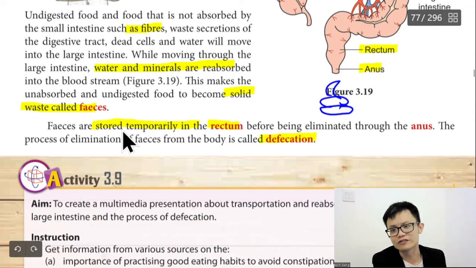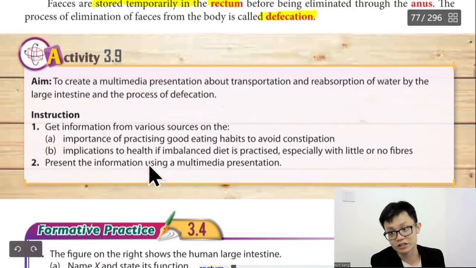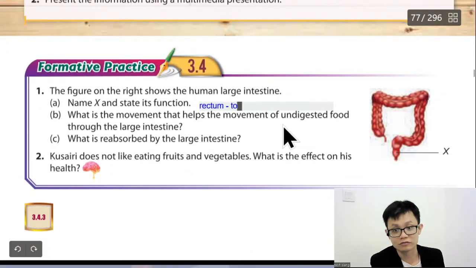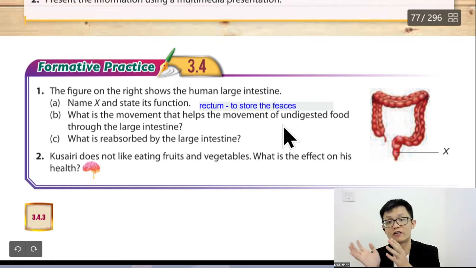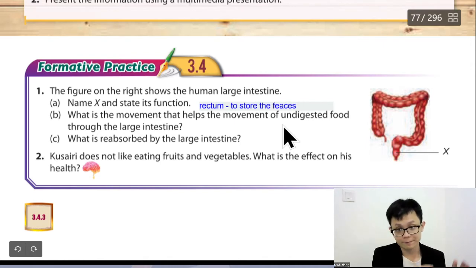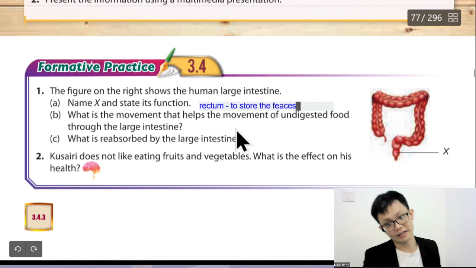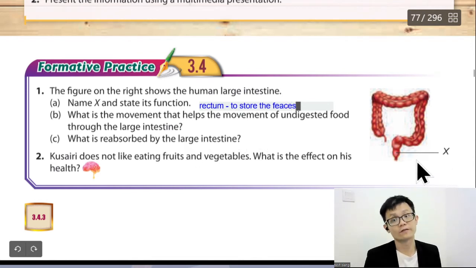Of course, you don't copy this whole answer. You need to change it a bit, okay? To store the feces. If you want to add on, maybe you can say before it is eliminated from the body. It depends on how many marks, okay? The short one is rectum is like a storeroom for the feces, correct? Not a big storeroom. Until it is full, then you cannot hold it.